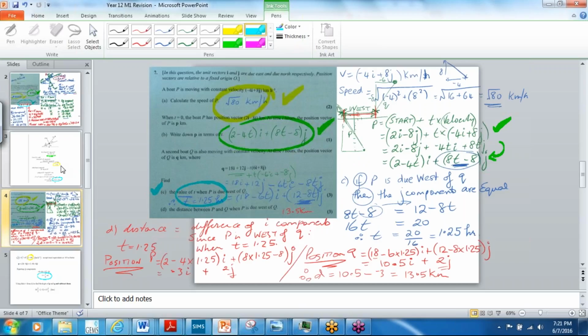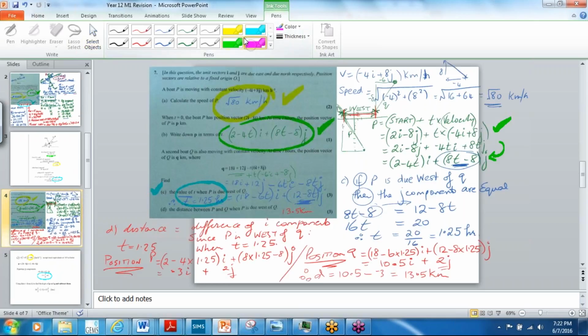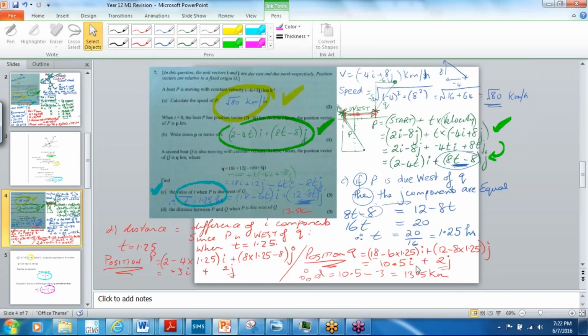And for D, they've said just subtract or get the difference, and it's 13.5 kilometres, and we've said 13.5 kilometres. So correct. Question 2 completed.